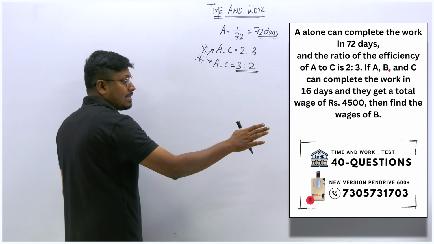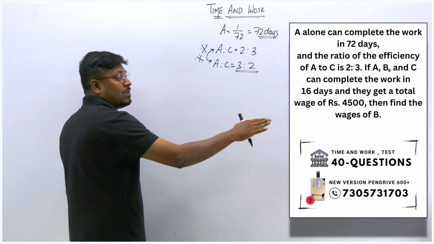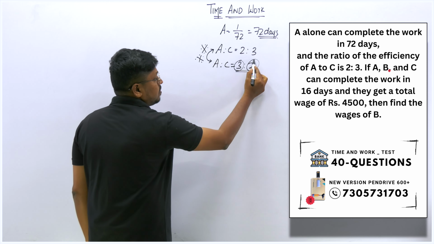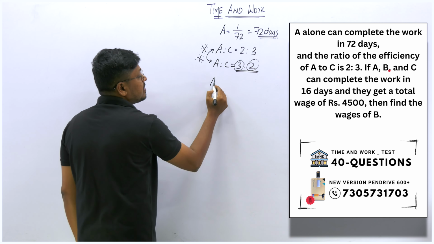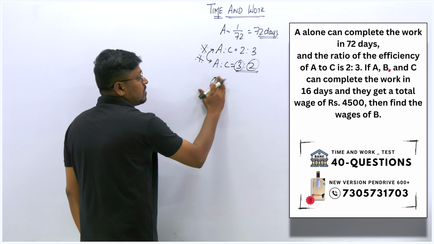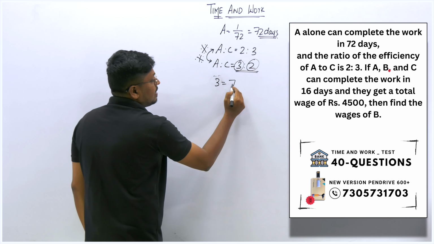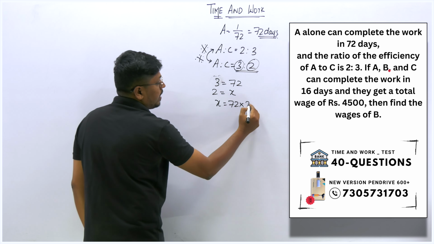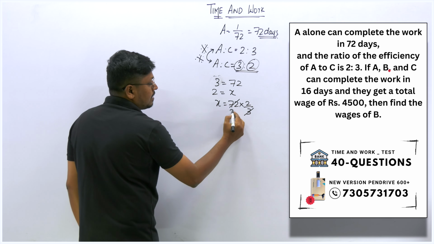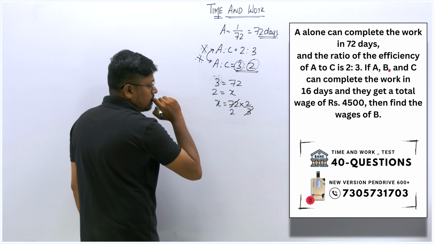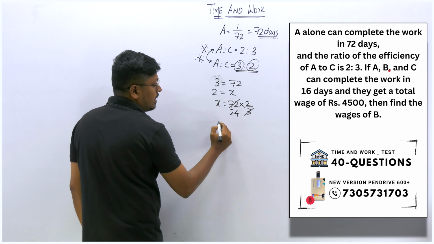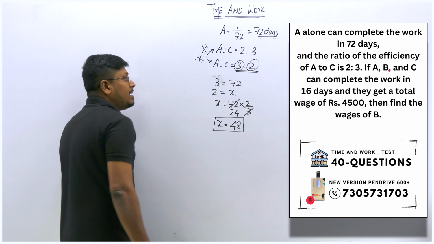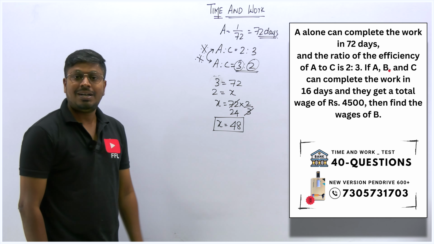So now what they are saying is the ratio A to C is 2 is to 3. That means A is 3, C is 2. We already know that A can complete a piece of work in 72 days and A's ratio is how much? 3. So 3 parts equal 72. What about 2 parts equal to X? So X is equal to 72 into 2 by 3. So we can cancel it. 2 3s are 6, 1. 4 3s are 12, 24. So 24 into 2 will be 48. So 48, that means C alone can complete a piece of work in 48 days.